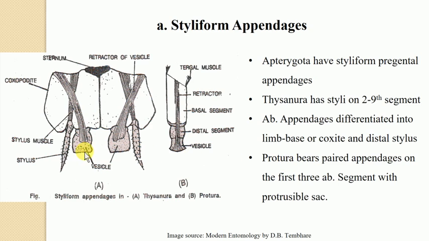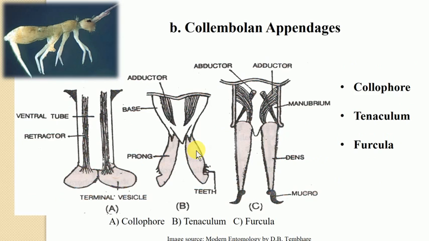Here you can see the diagram of the styliform appendage in Thysanura, which looks like this, and the protrusible sac-like appendage which is present in the case of Protura. So this is about the styliform appendage.